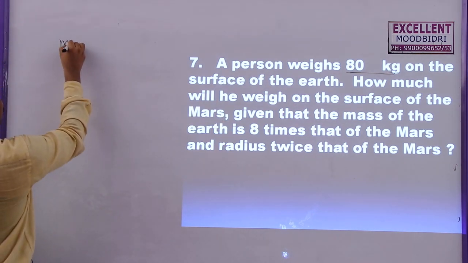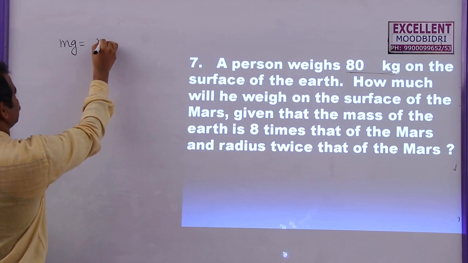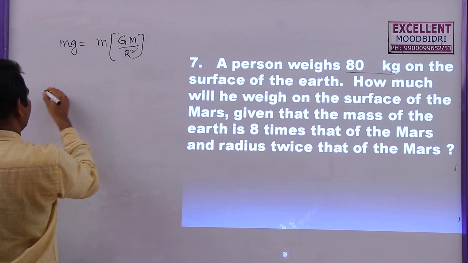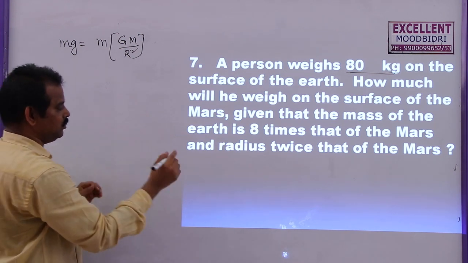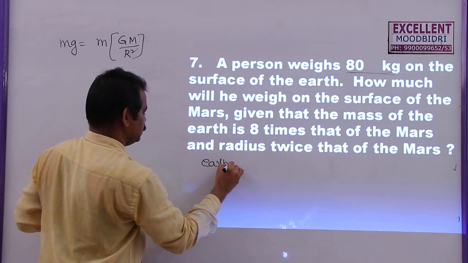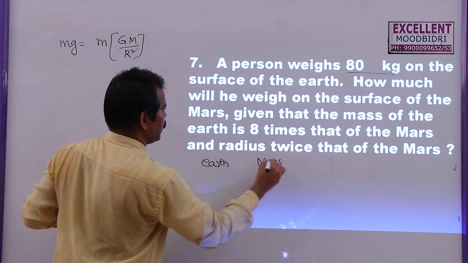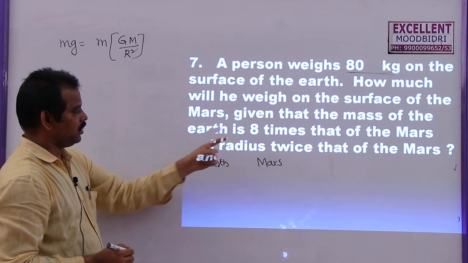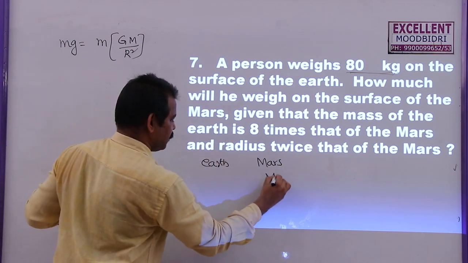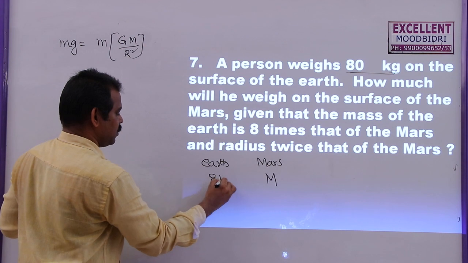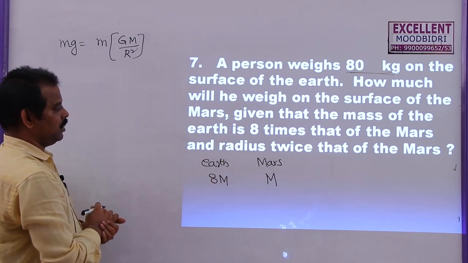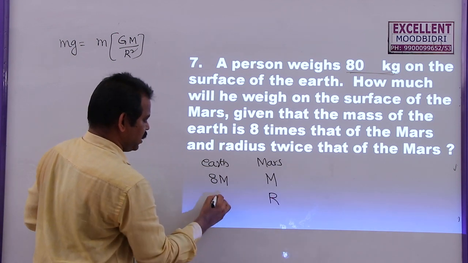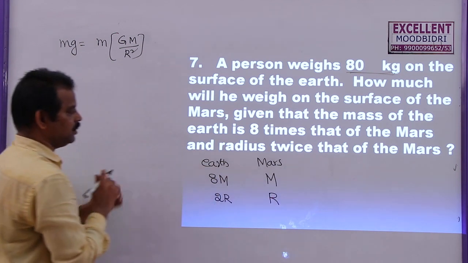We know that weight of the person mg, which is equal to m into g, is equal to capital G M by r square. Now here we are comparing earth with Mars. So this is earth, this is Mars. Given that mass of the earth is 8 times that of the Mars, so if mass of the Mars is m, mass of earth will be 8m, and radius twice that of the Mars. Radius of the Mars is r, this will become twice the radius.